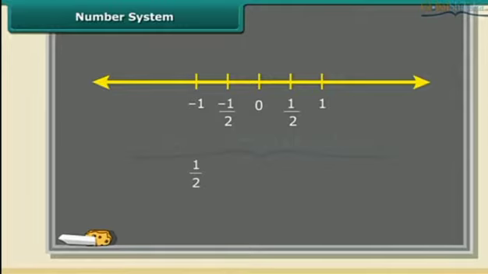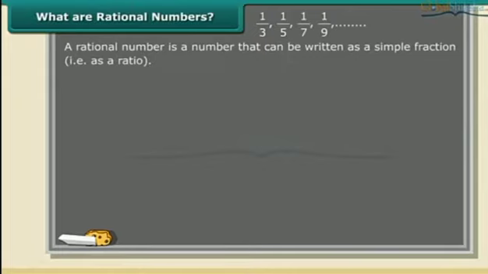Now what can you tell about 1 by 2? Is it an integer, a rational number or a whole number? It is in between 0 and 1 and you can call it a rational number. So a rational number is a number that can be expressed as a simple fraction, that is, as a ratio. A rational number looks like P upon Q. Remember, Q cannot be 0.